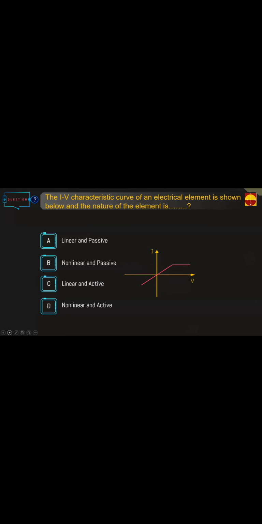Can anybody answer this question? The IV characteristics curve of an electrical element is shown below, and the nature of the element is dash. Come on, do it. I'm expecting an answer from you.